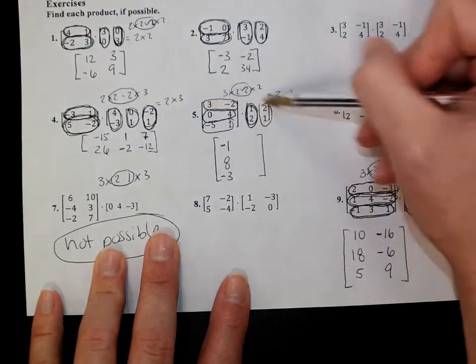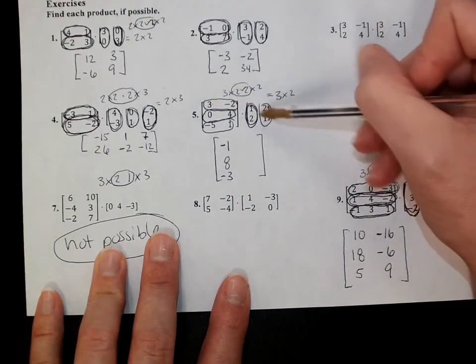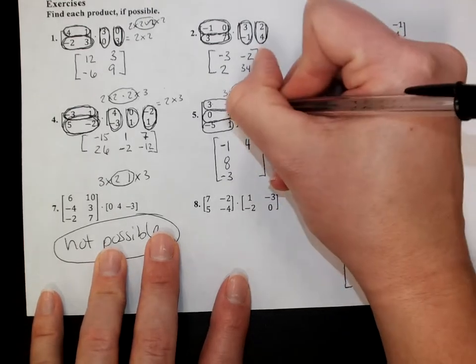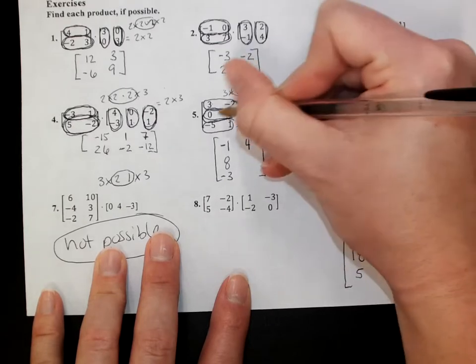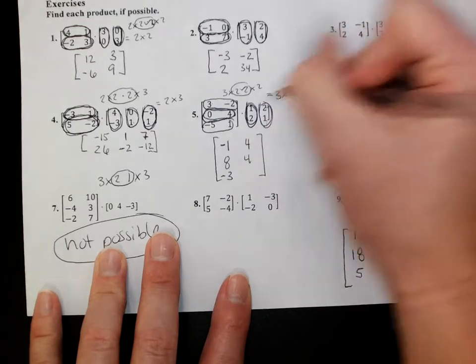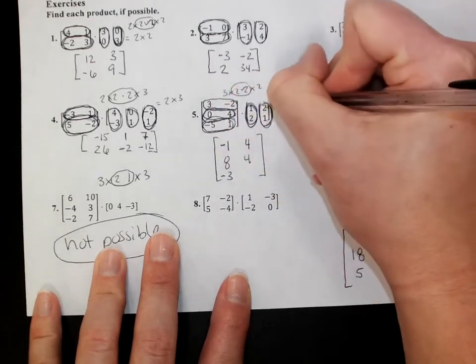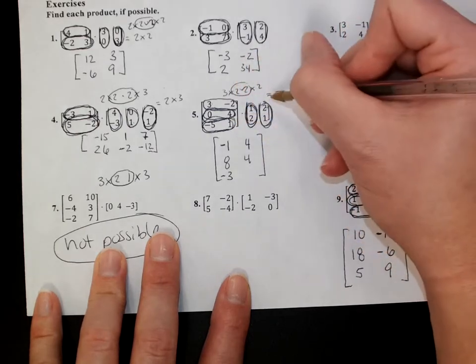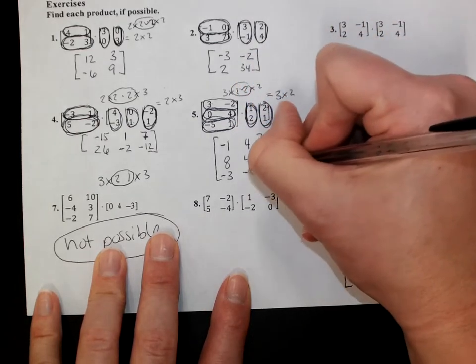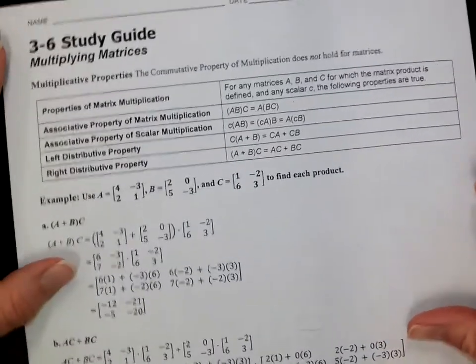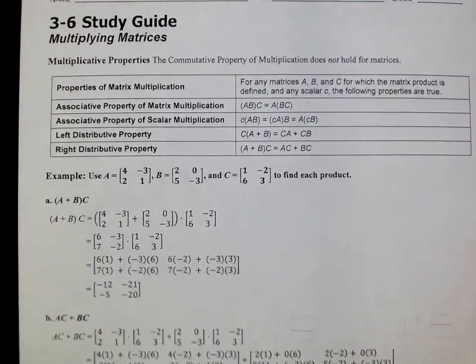So negative 3 times 2 plus 2 times negative 1. That's 6 and negative 2 is 4. This row and this column, 0 times 2, 4 times 1. That's 0 plus 4, also 4. Last row and last column, negative 5 times 2, 1 times 1, that's negative 10, plus 1, negative 9, and that's your answer.